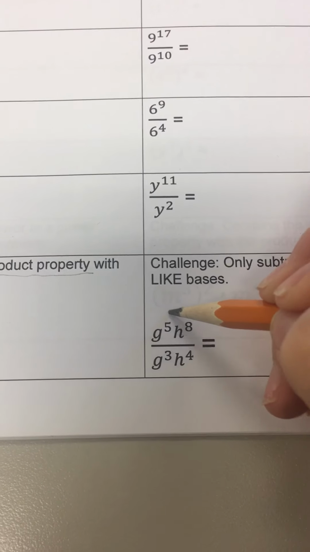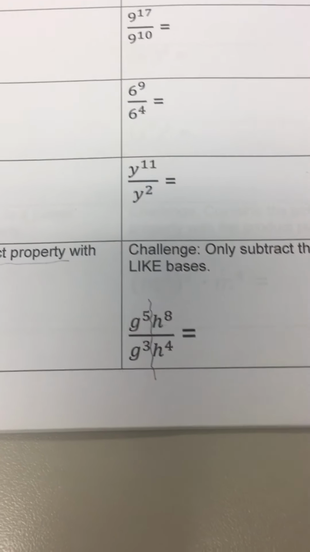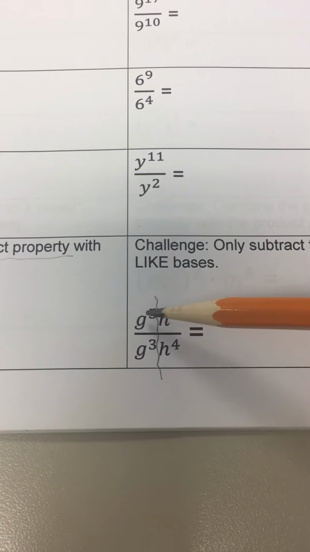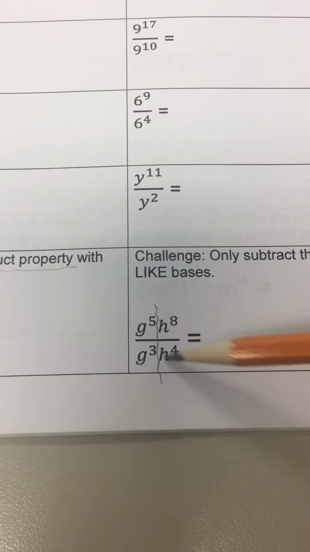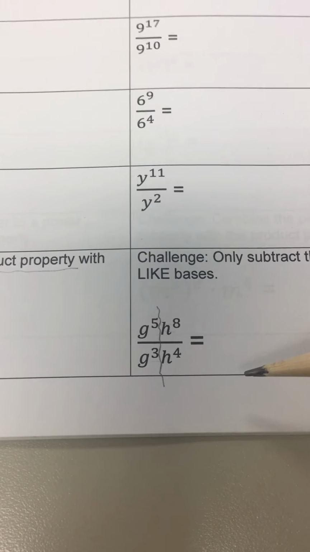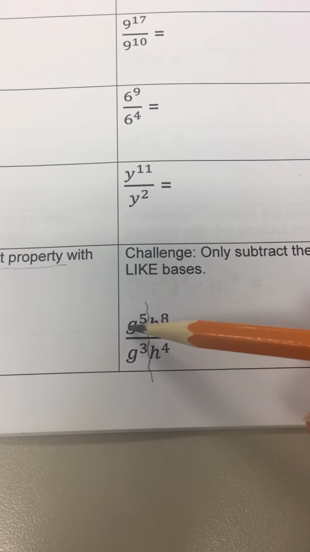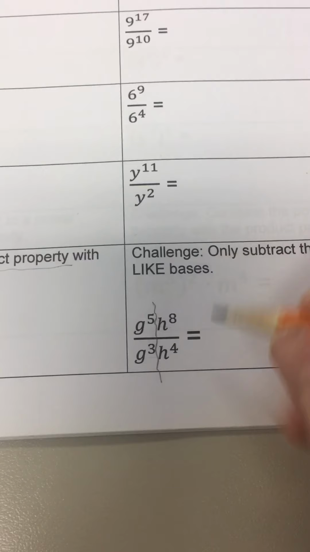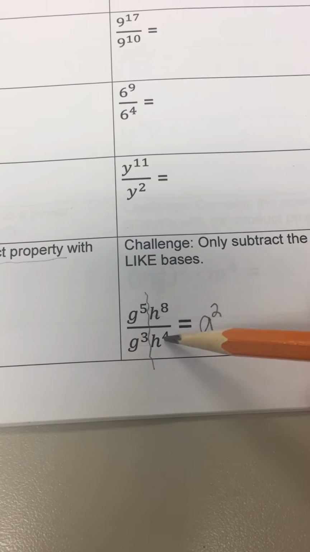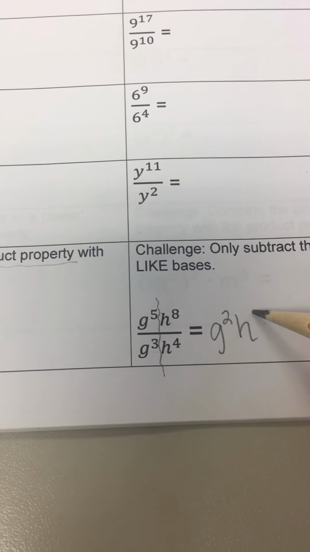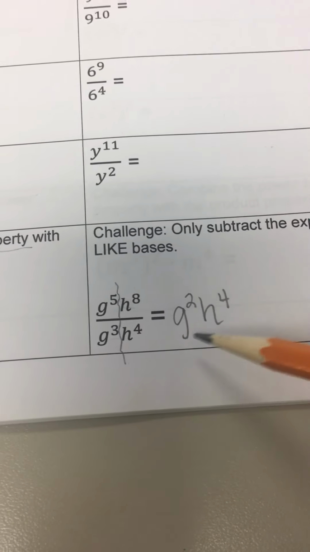Over here on this challenge problem, this is kind of like the one yesterday. We need to make sure that we understand that you can only use this property or this shortcut with bases that are the same. So I cannot combine the G's and H's. It's almost like they're not like terms, okay? So here I can do 5 minus 3 to give me G to the 2nd power. And I can do 8 minus 4 to give me H to the 4th power. And I'm done. That's all I can do.